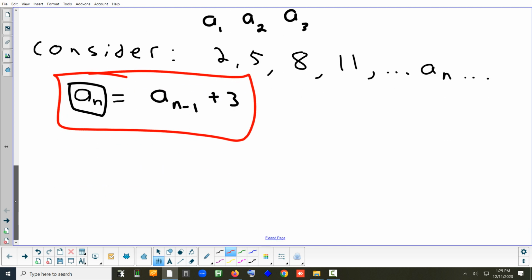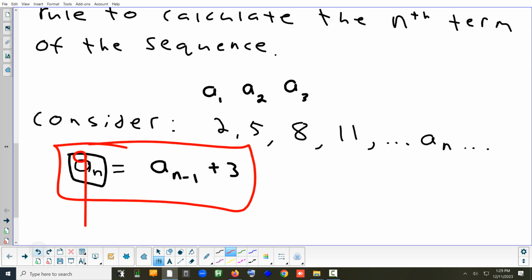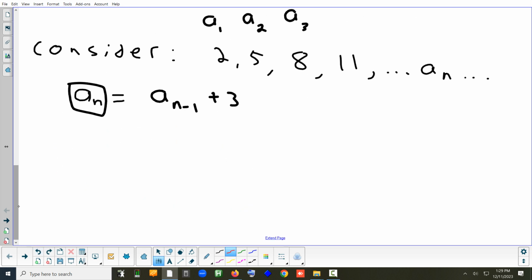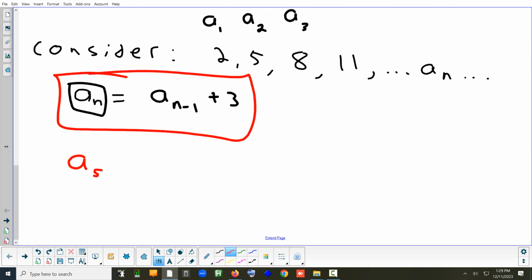So let's try it for like the 50th term. If you want to know the 50th term, what's the one that comes before it? 49. So you need the 49th term, and you add 3 to it. Now, do we know the 49th term? No, then we need to find that.